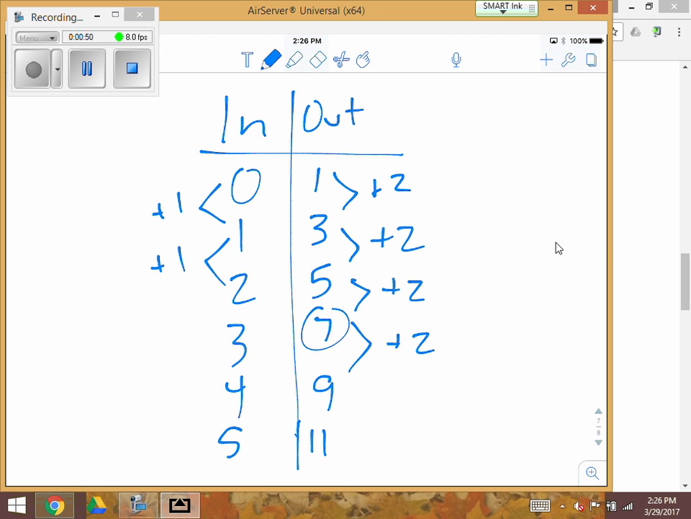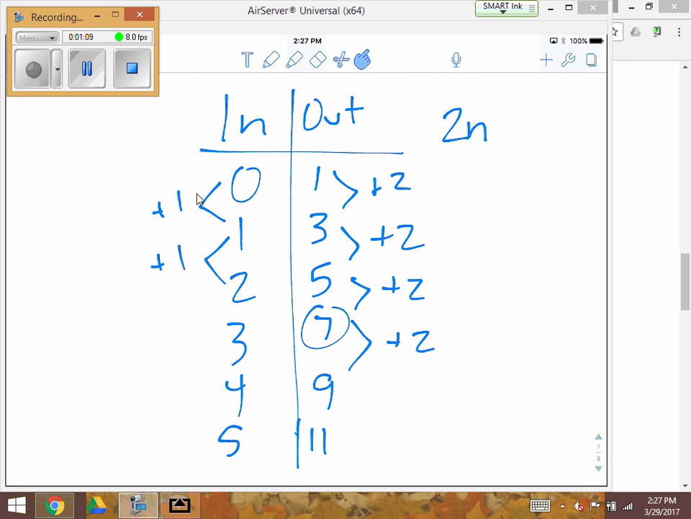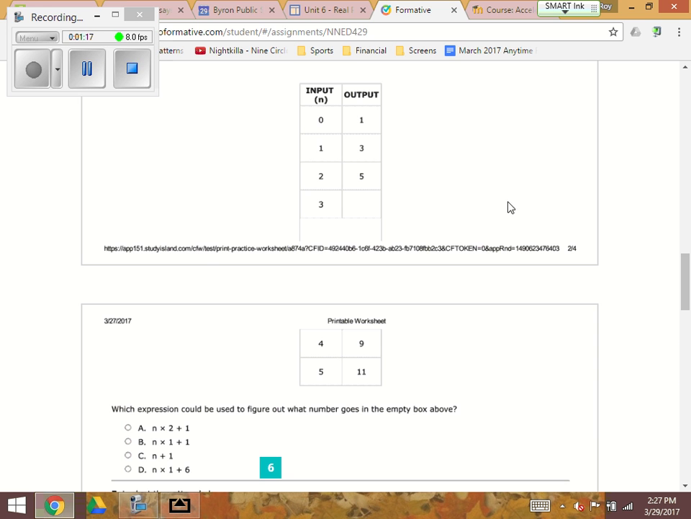Okay, so we basically have this plus 2 every time. Now, again, this is going to be our constant rate of change, plus 2. So remember what I told you before, we're going to say 2n. We're going to have to check this now to make sure that it works. So if I plug in these numbers, they should work.